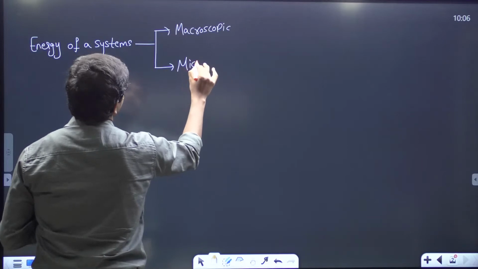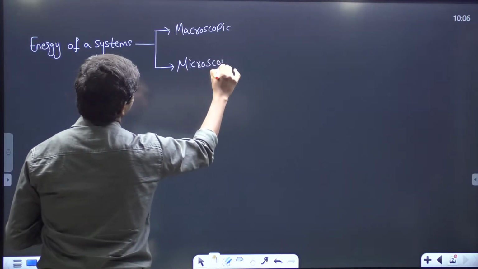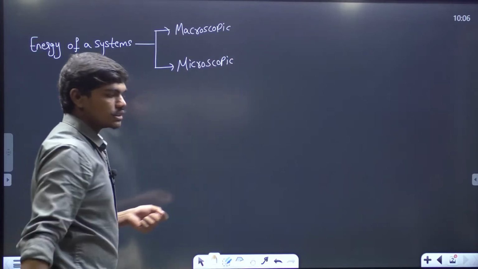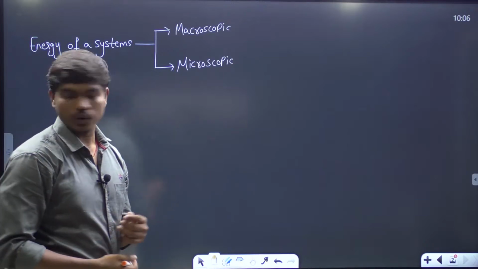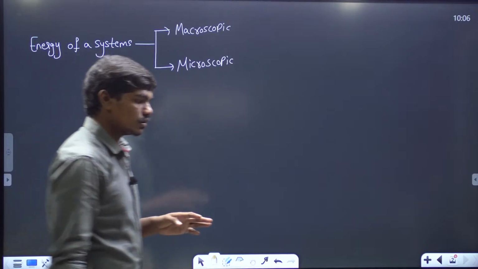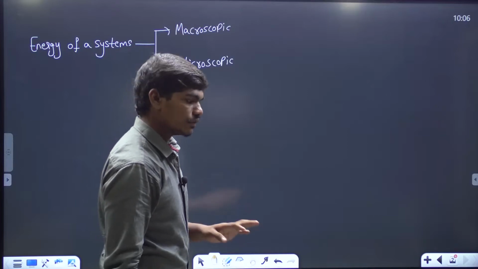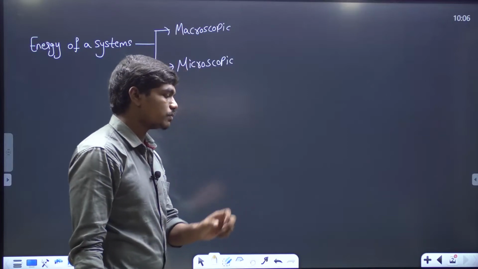Correct? So if you recall a bit, this microscopic energy will... it is buffering in the middle. No, I hope it's okay. Yes, the video is clear. So I hope, Mohan, you have some issue with your net connection.